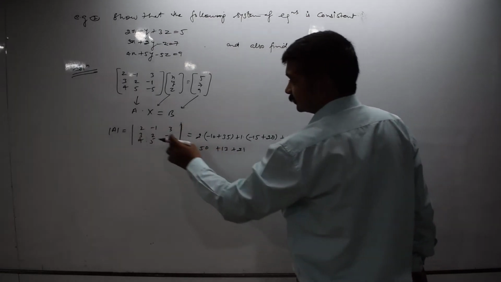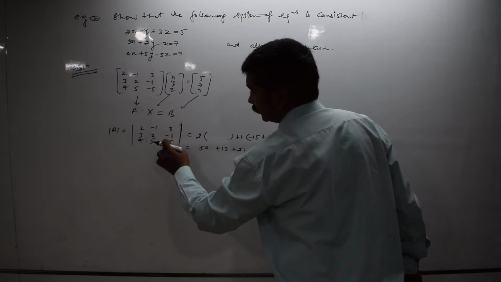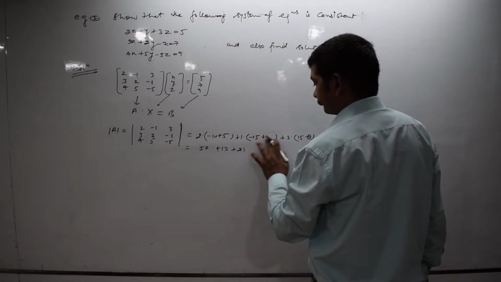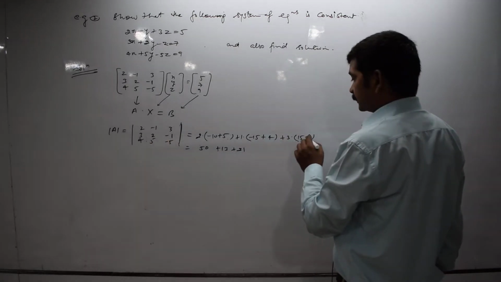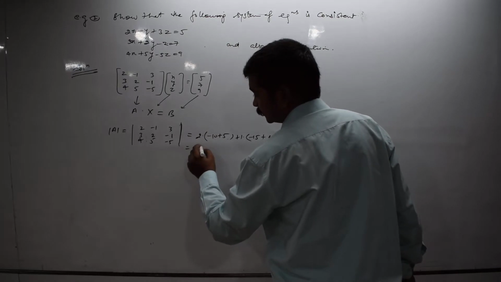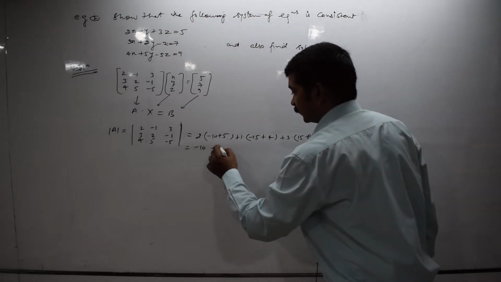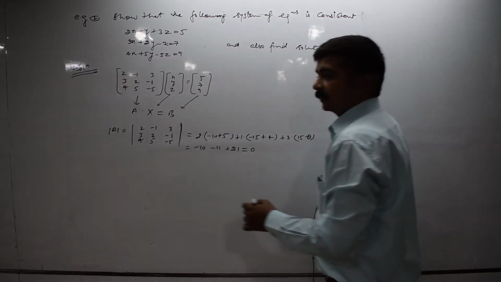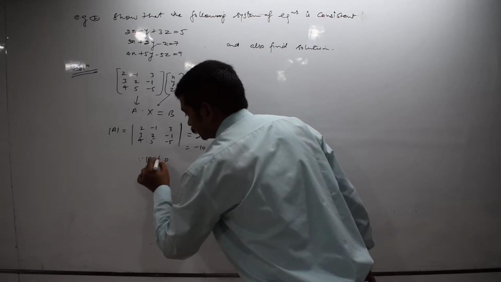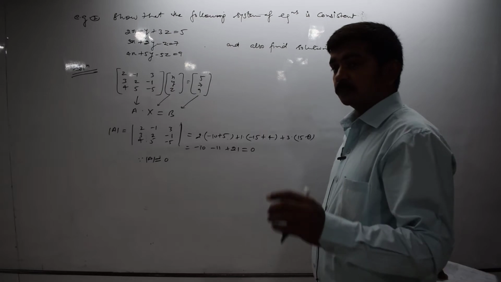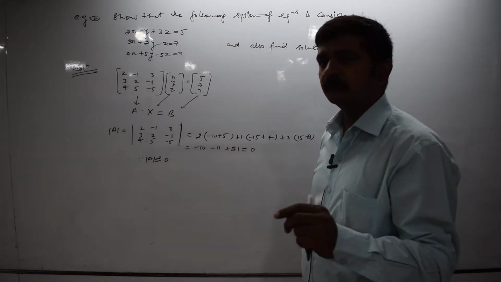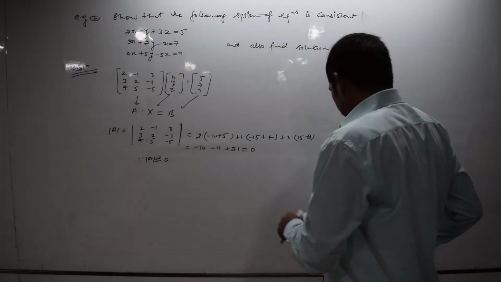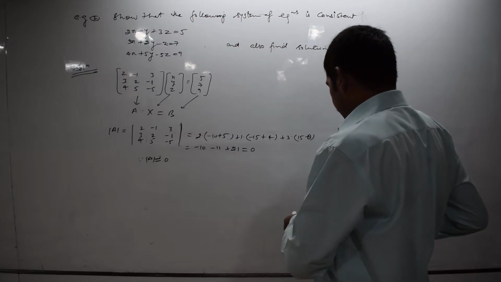Now, taking the minor with respect to 2, we get minus 10 plus 5. Next, minus 15 plus 4, and with respect to 3, this will be 15 minus 8. So the answer is minus 5, so minus 10, then minus 11, and 7 into 3 is 21. So the answer will be 0. Here we see that mod of A equals 0. So now we find the adjoint of A. After that, we check whether A times adjoint A equals 0 or not. After that, we find the solution.